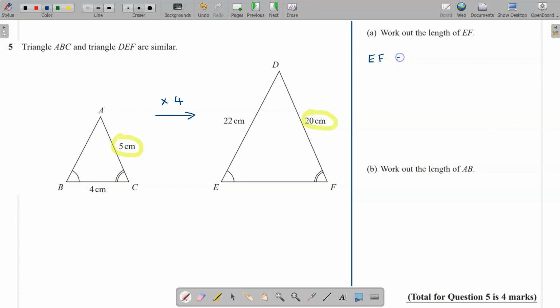And if you like, you can say how you got the 4. Well, you got 20 over 5. So it's 20 over 5 times 4, which is 16 centimeters. Okay, and then for this one you've got to work out AB.